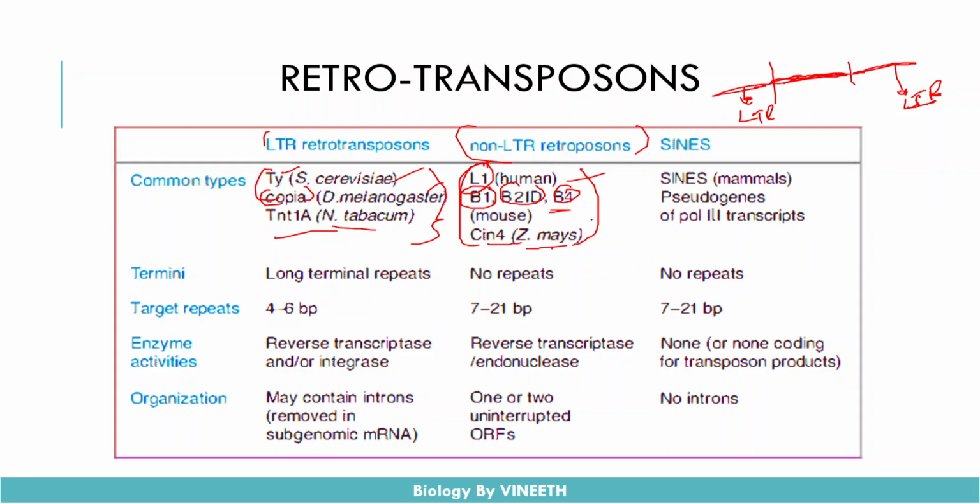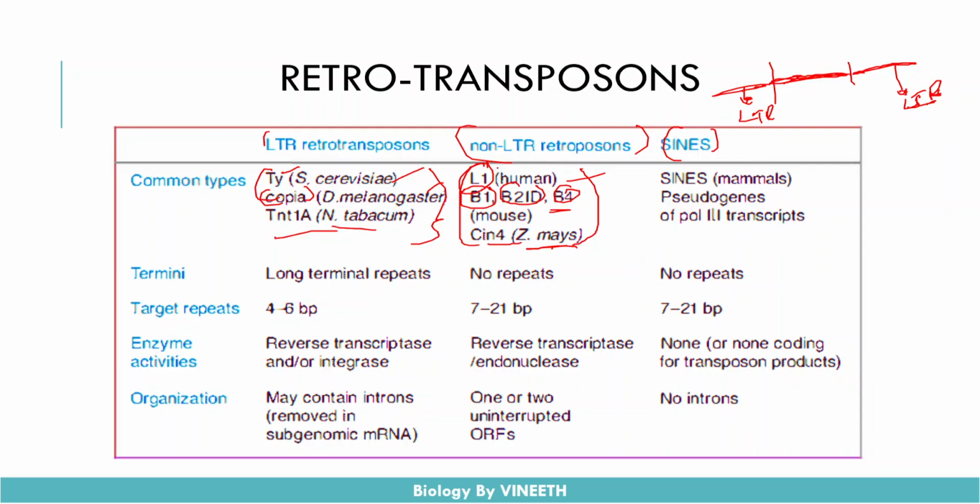Okay, maize, or a plant species, the C14 will be present. And we also have the SINEs, which are non-LTR transposons. So all the Alu elements belong to this SINE category. In mammals, the pseudogenes of Pol III transcripts will be the SINEs, short interspersed nuclear element categories, which are also non-LTR retrotransposons.